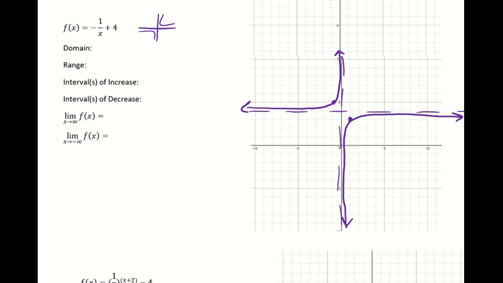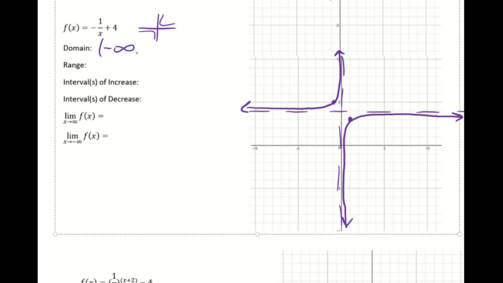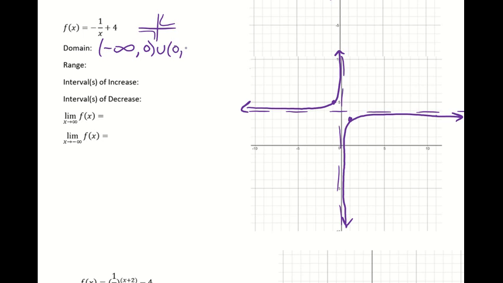So our domain and range for this are going to be all of our real numbers except for a specific value. So our domain, we go from -infinity to 0 and 0 to infinity, because we have that vertical asymptote at x equals 0. Our range, same thing, except the value we're skipping is the 4, where our horizontal asymptote is.